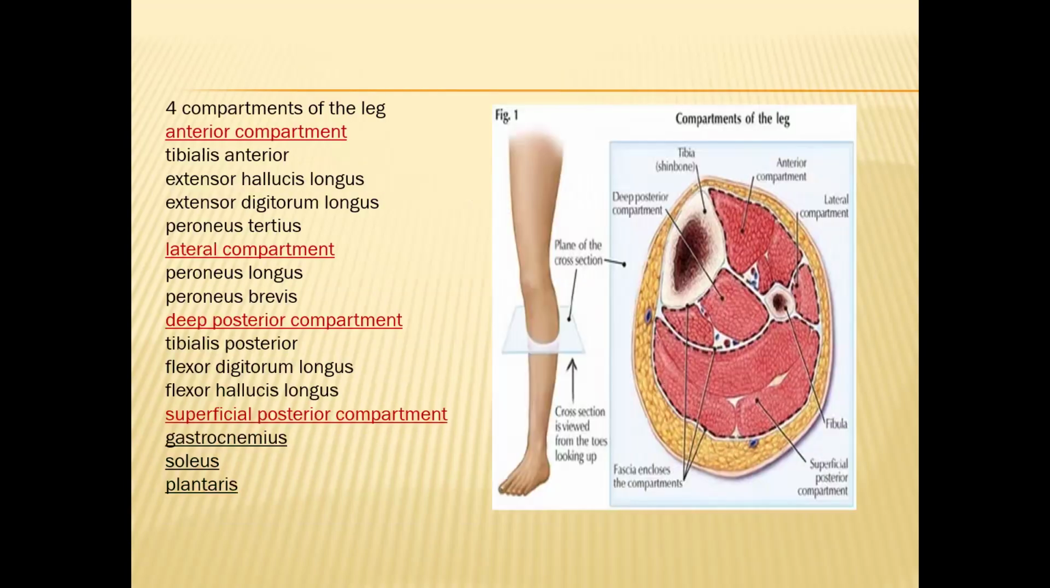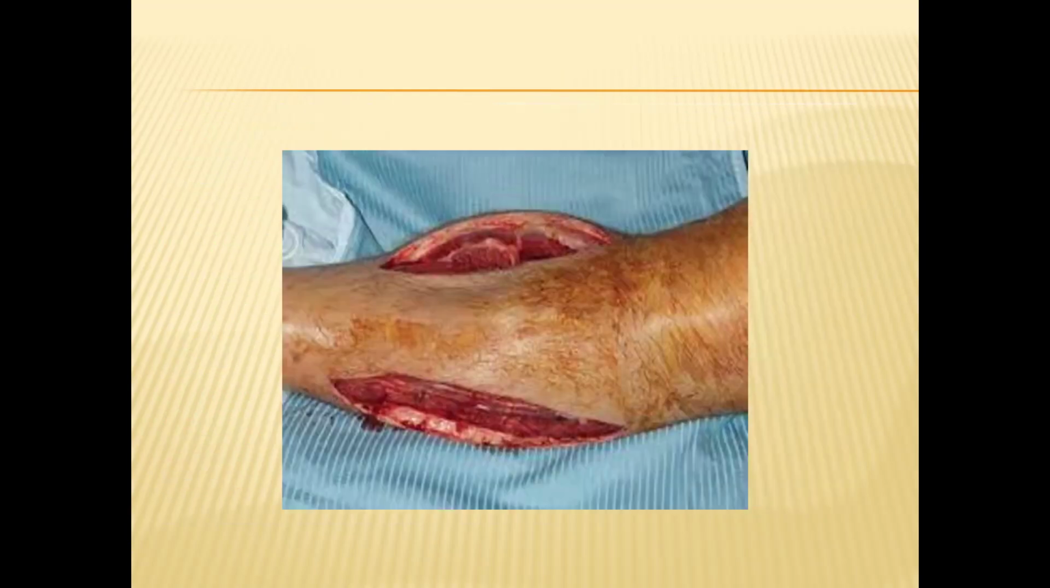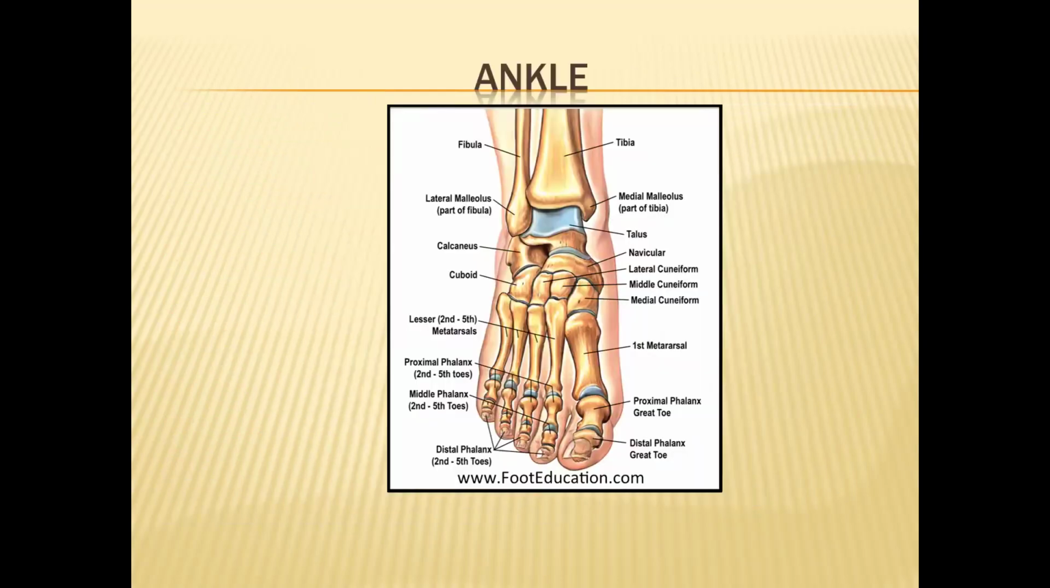Now we'll see the anatomy of the ankle, or the distal tibia and fibula. The ankle joint is the formation of the joint with the combination of the tibia, fibula, and the talus bone. This is the radiological view of the ankle joint.